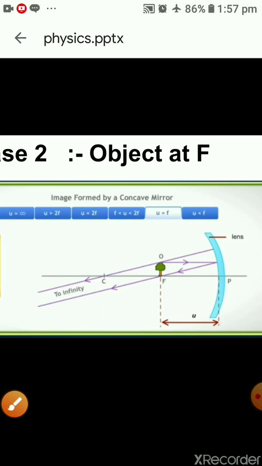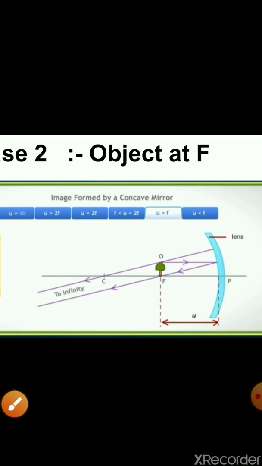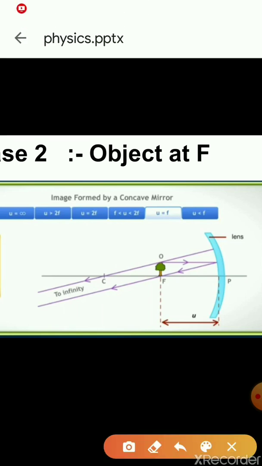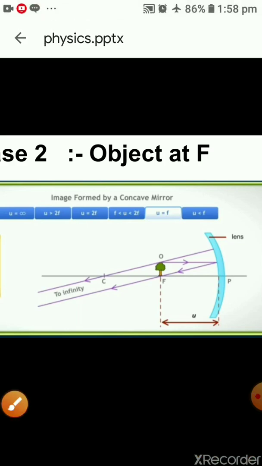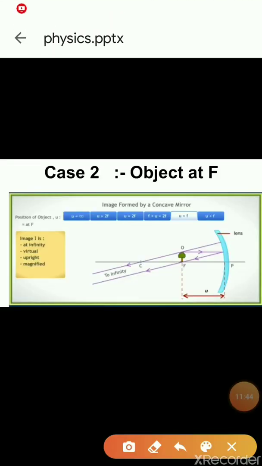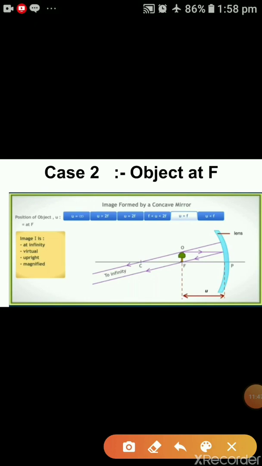And what next thing do we have to write down? Position and size are done. Now we have to write down about nature. Here we are saying the rays are not meeting, but if they meet, actually they will meet at infinity. So the nature will be real. Now in this case, if you are writing about this position, then you have to write down the characteristics of the image. The position is at infinity. The nature is virtual.